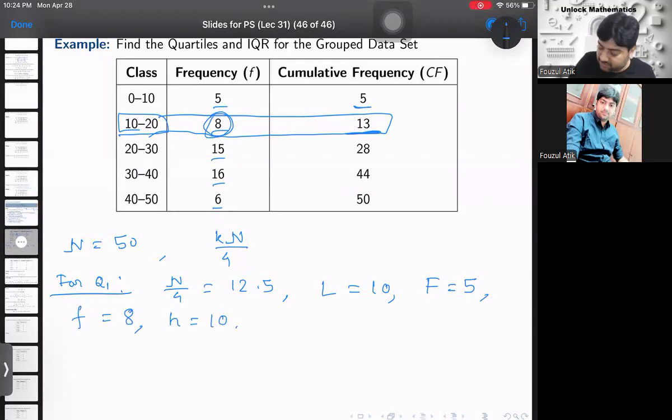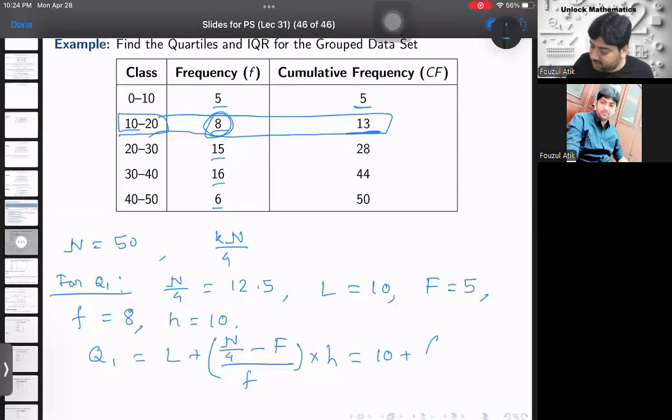Right? Then the Q1 formula is L plus Kn by 4, but K is 1 here. So N by 4 minus capital F, divided by small f, into H. Now just put in all the values. It will be 10 plus 12.5 minus capital F, which is 5, divided by small f, which is 8, into the width, which is 10. Now if you simplify, you'll get the value 90.375.